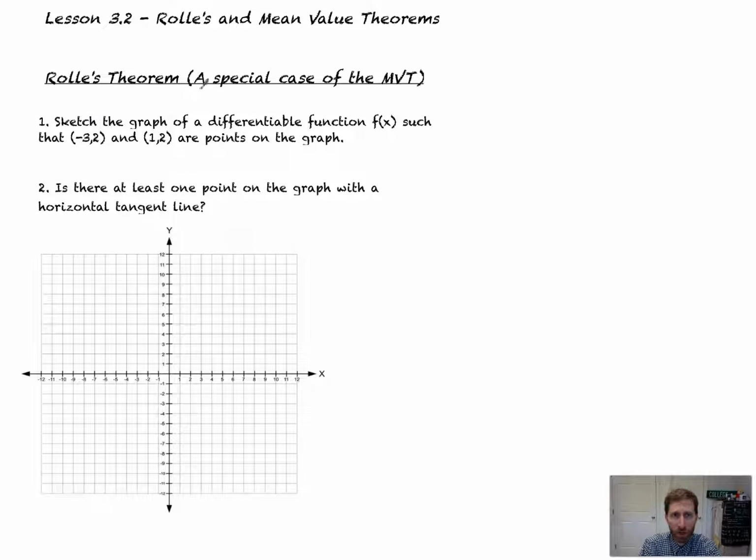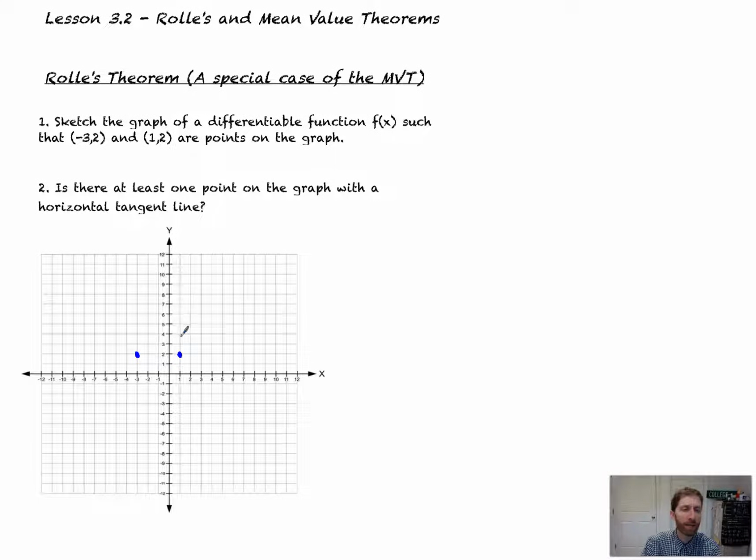So we'll start with Rolle's theorem, which is basically a special case of the MVT, or the mean value theorem. I'll talk about that later. Sketch the graph of a differentiable function, so it's got to be smooth and continuous, such that (-3, 2) and (1, 2) are points on the graph. I just picked arbitrary points for this.